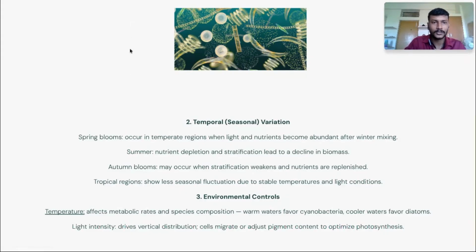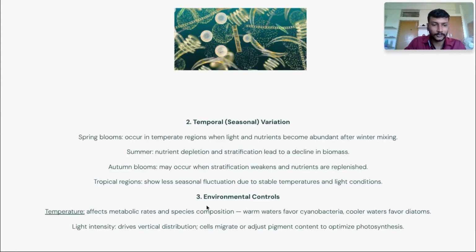Then we have autumn blooms. When the stratification begins to lower a little, the temperature becomes common for the whole oceanic column, and as such, the phytoplankton group starts to grow. Now, this pattern is usually seen in areas which have temperature shifts, but tropical regions, which have an almost constant temperature throughout the year, do not see these fluctuations.